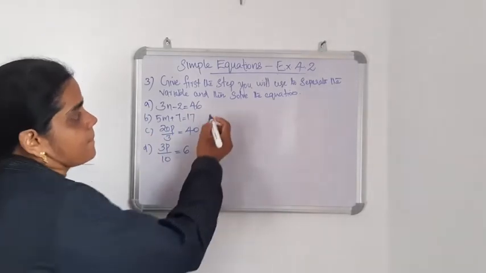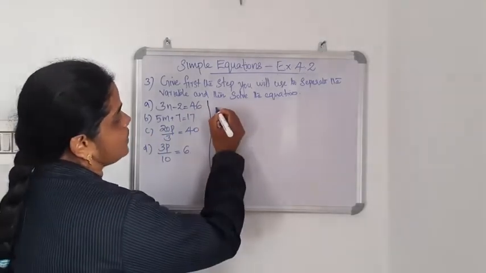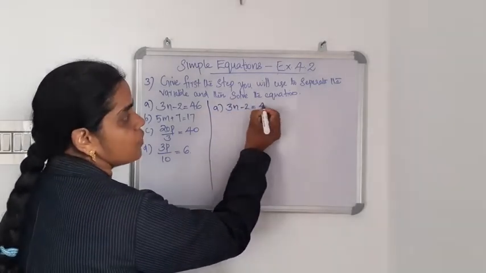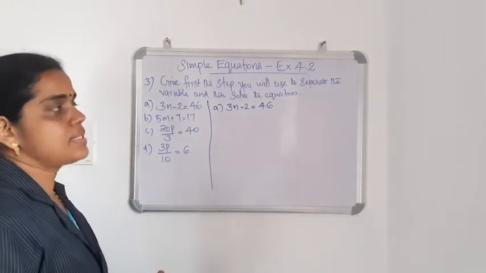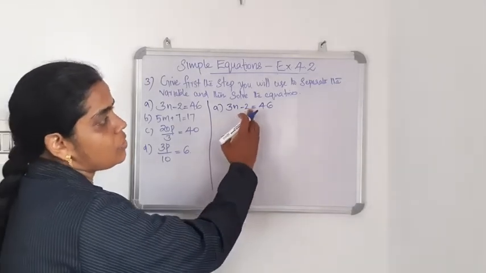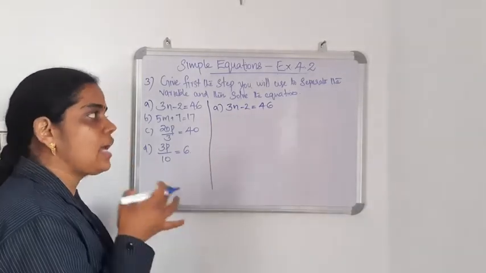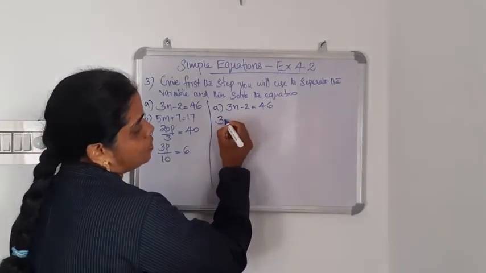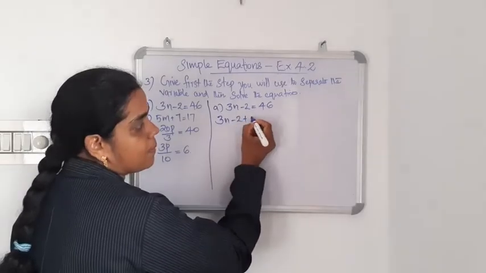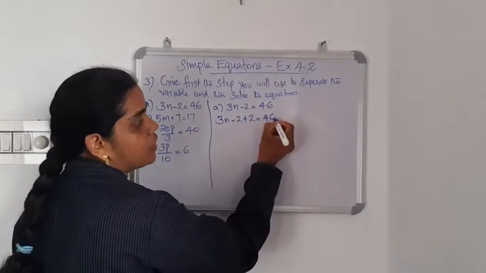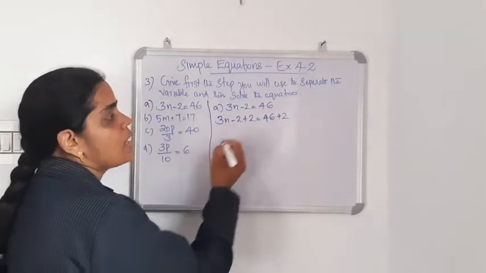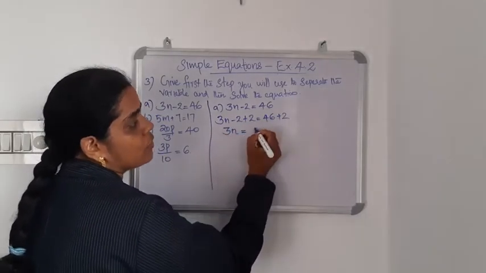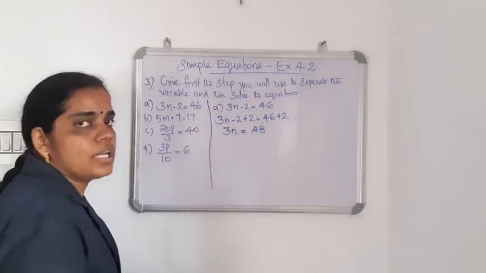So first question, 3n minus 2 equal to 46. So first step we can remove this minus 2 by adding plus 2 on both sides. Okay, that is the first step. So 3n minus 2 plus 2 equal to 46 plus 2. Minus 2 and plus 2 become 0. So 3n equal to 46 plus 2 is 48.